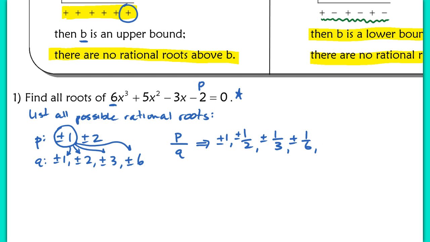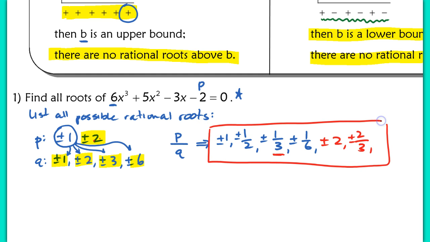And then now I'm going to take the next p value, positive or negative 2, and do the same thing, divided by each one of these. So I'm left with the same positive or negative 2, positive or negative 1, right? And I'd be listing that one again. I don't need to do that here when I divide 2 by 2. And then I'd have another at positive or negative 2/3, and then again one at positive or negative 2/6, which is the same as 1/3. So this is the list of all the possible p over q values.